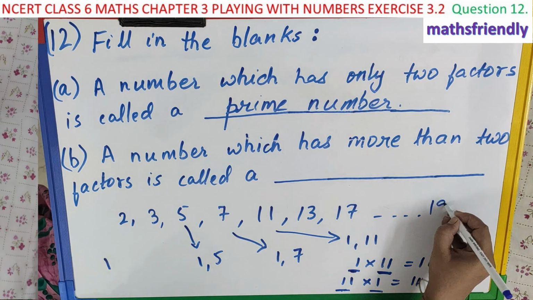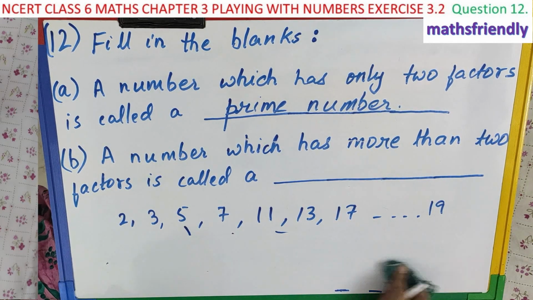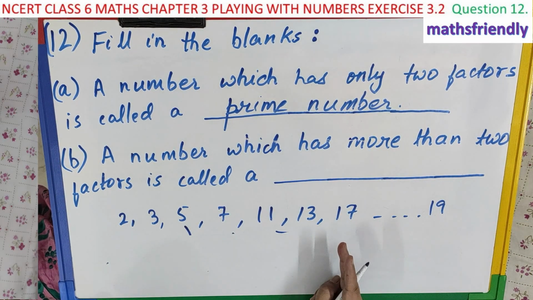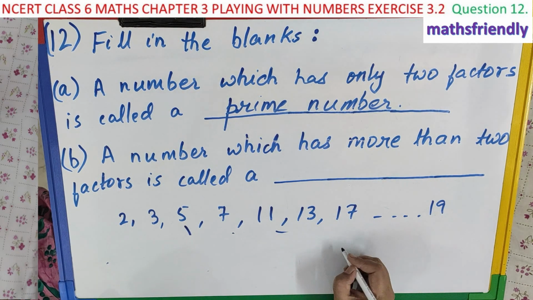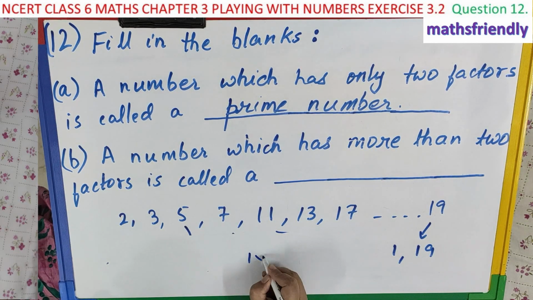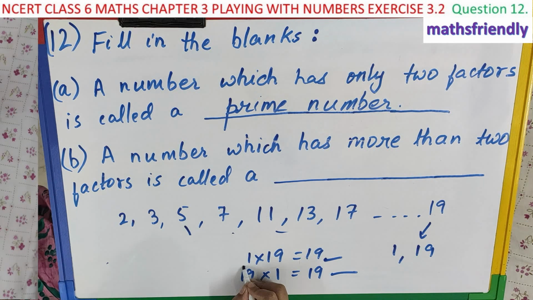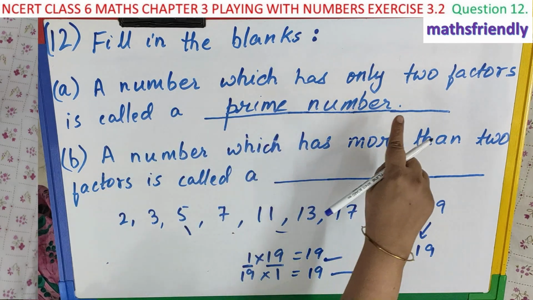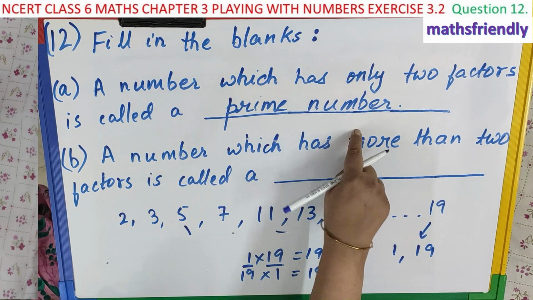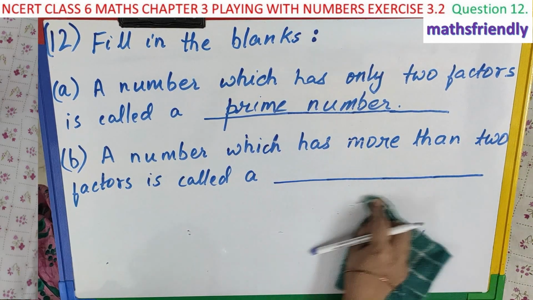Like 19 is also a prime number. It has only two factors, because all the prime numbers have only two factors. Means it comes in only the table of 1 and the table of itself. Like 1 19's are 19 and 19 ones are 19. So the prime numbers have only two factors, 1 and the number itself. Understood? So a number which has only two factors is called a prime number. Understood?